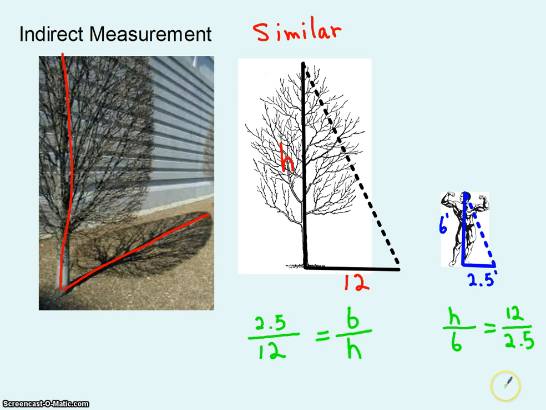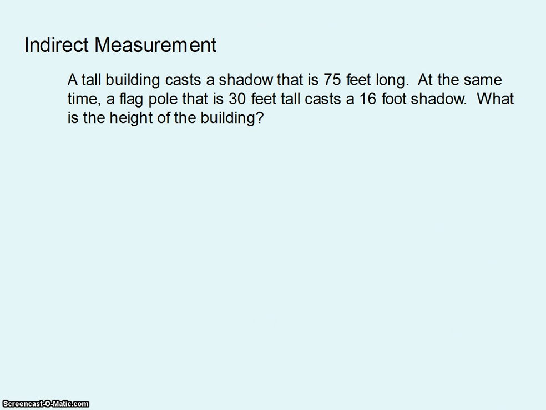Let me show you another problem. A tall building casts a shadow that's 75 feet long. At the same time, a flagpole that is 30 feet tall casts a 16-foot shadow. What is the height of the building? Well, if you make a rough picture of the building here and a rough picture of the flagpole, okay, and draw in shadows.